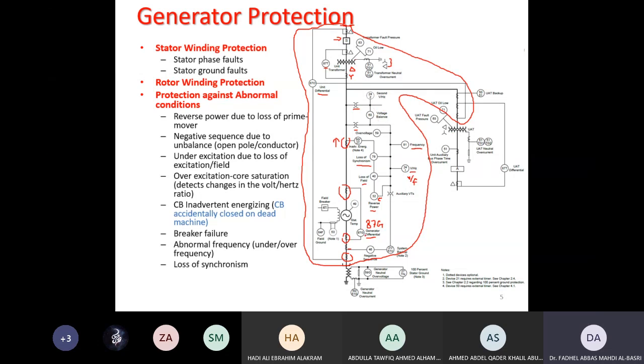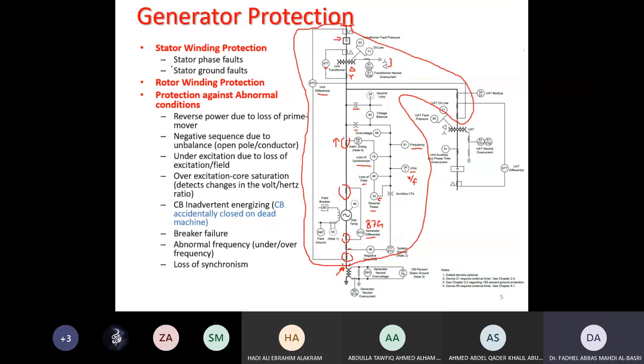My focus will be on the differential relay protection for the stator winding, and I'd also like to compare it with the ground protections for faults in the stator winding, especially for faults close to the star point. This is the star point here, close to the star point. And this shows you different types of protection.